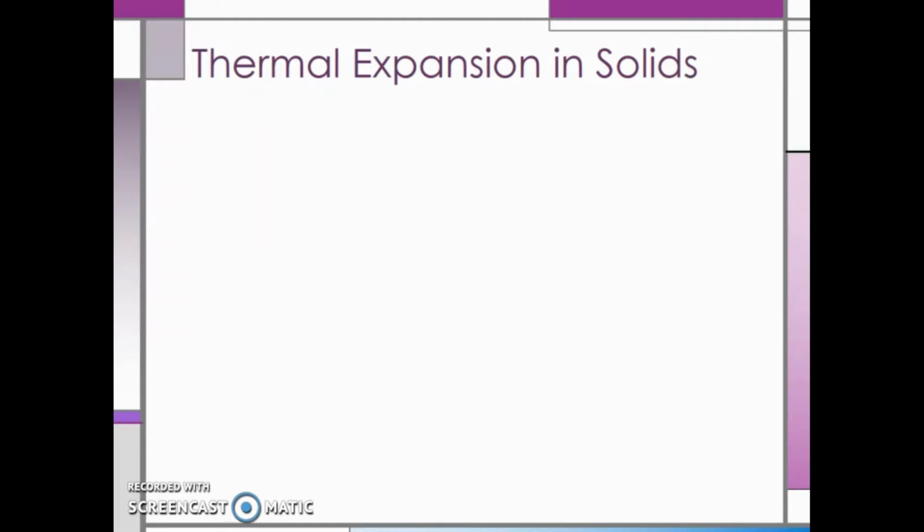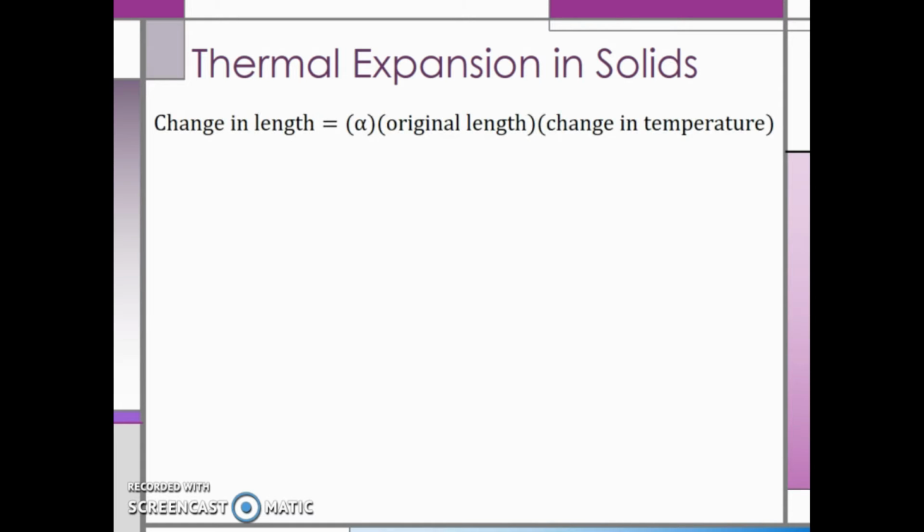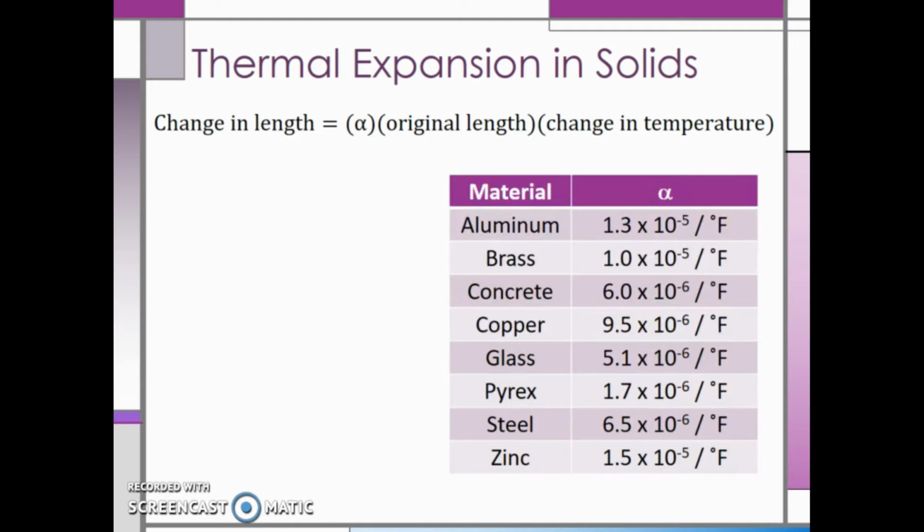In the previous video, we looked at a basic definition of thermal expansion. Now we're going to look at how we can calculate the amount of thermal expansion in solids. In solids, we will only be looking at the change in length of one dimension of the solid. This is equal to alpha, which is the coefficient of linear expansion, given in this table, multiplied by the original length, multiplied by the change in temperature.